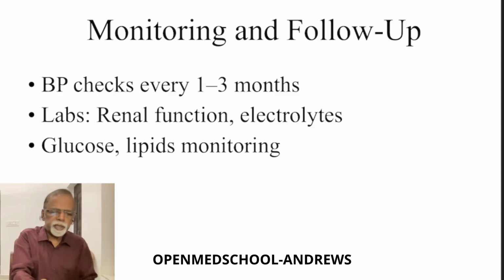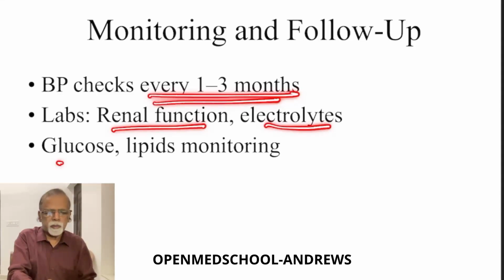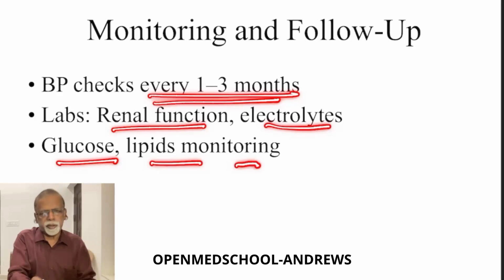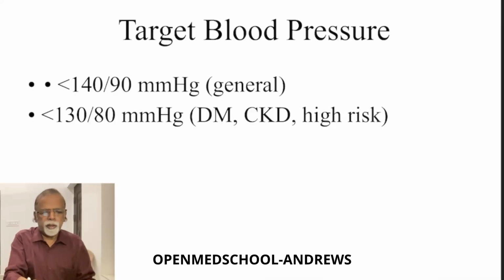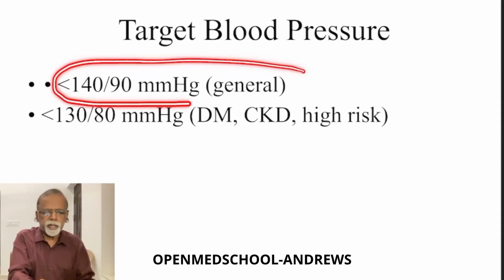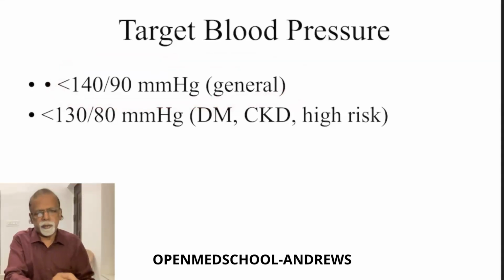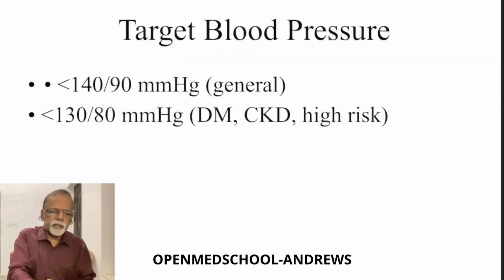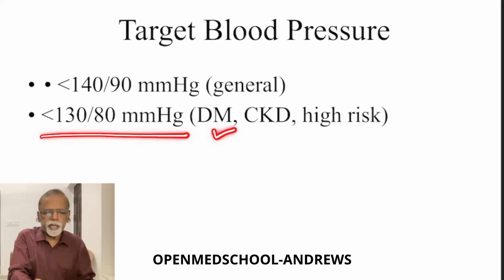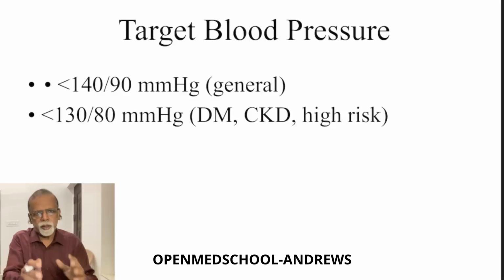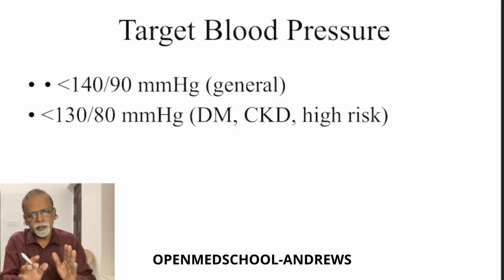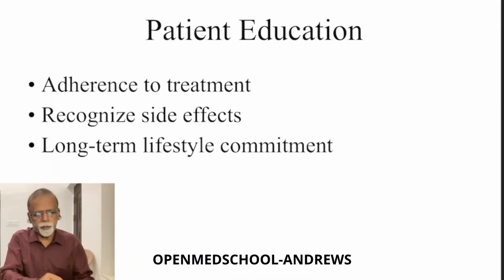So BP should be checked every 1 to 3 months. The renal function, electrolytes, glucose, and lipids should be monitored. Then what is the target? Target BP is less than 140/90 in general, and it should be less than 130/80 in diabetes mellitus, CKD, and high risk groups. So remember this. Routinely you target for less than 140/90.